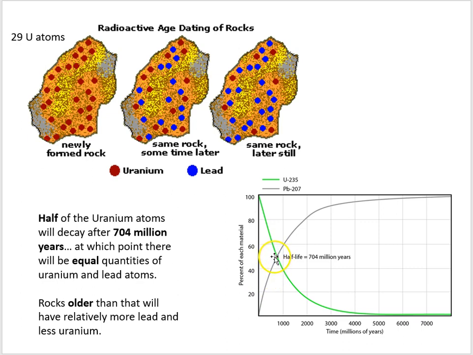And where the lines cross, this is the half-life of uranium. So the percent of each material, 50-50, so 50% of the material is lead and 50% uranium. And for uranium, that's 704 million years. As the lump of uranium gets older and older, more uranium atoms will decay, and so lead will accumulate in a corresponding fashion. So this then is how scientists can measure the age of rocks. If they can measure the relative amounts of lead and uranium in the rock, they can estimate how long that rock has been around since its initial formation.